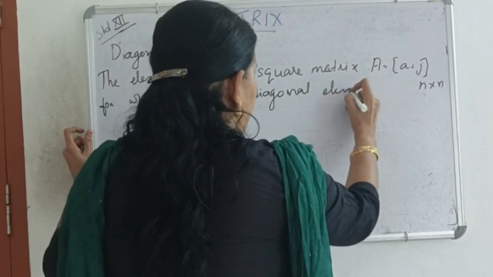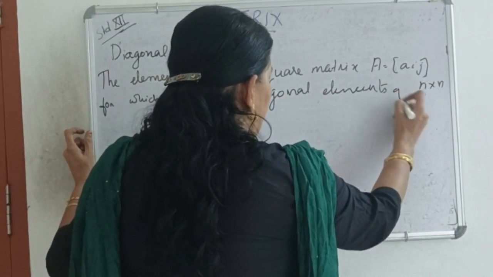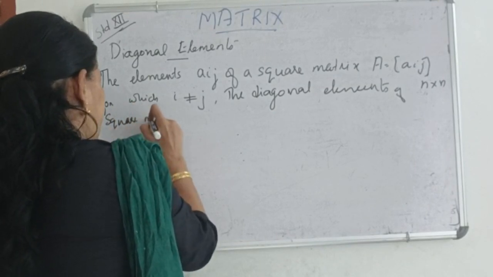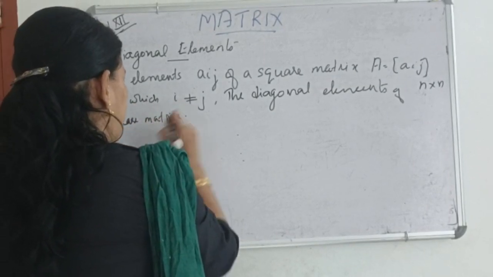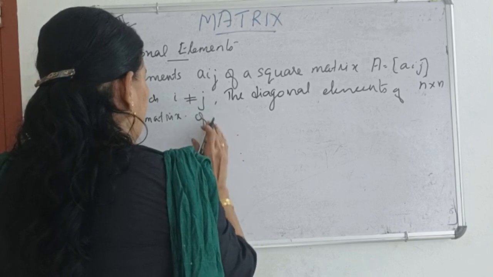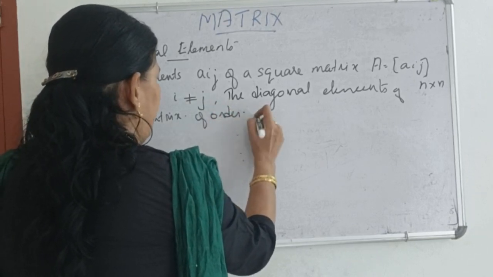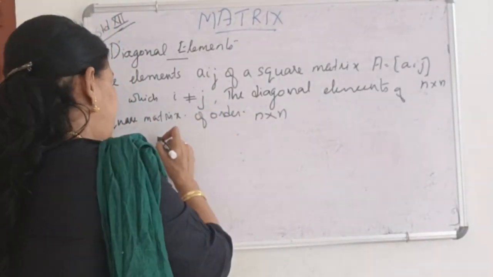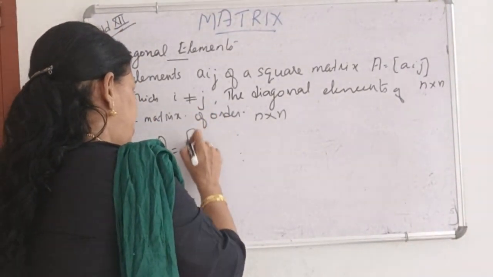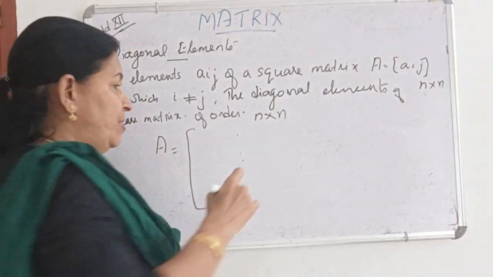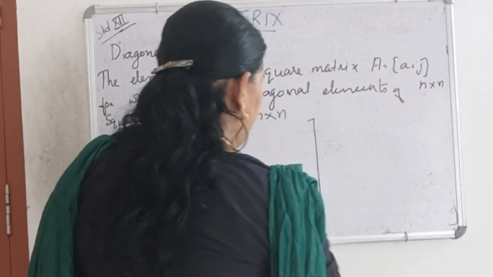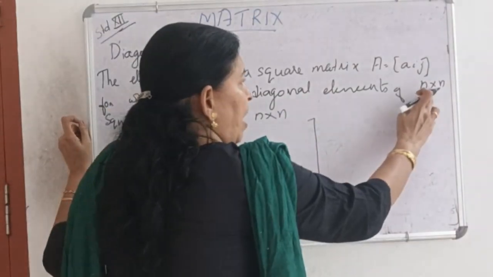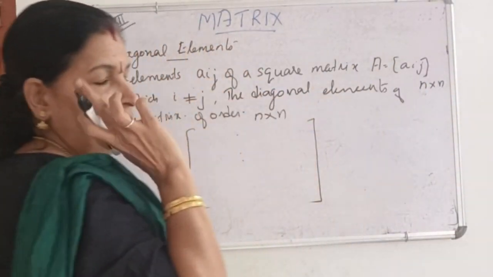Diagonal elements of a square matrix of order n by n, that is n rows and n columns. We write this matrix, and we can study the diagonal elements.